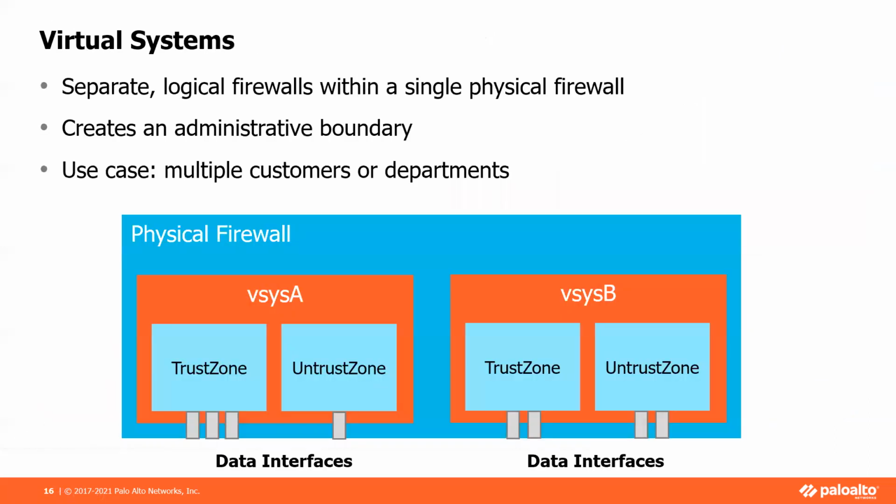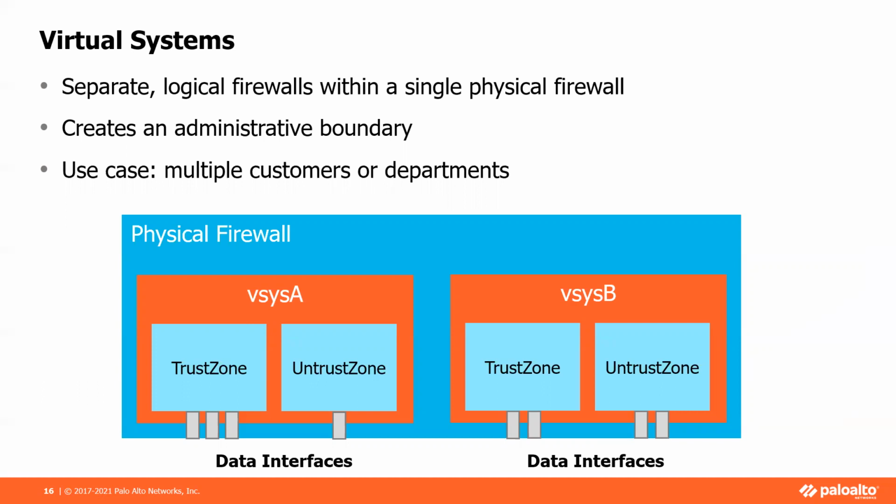Then there are virtual systems. So we have separate logical firewalls within the same physical firewall. If you're familiar with Cisco routing, this is kind of like having their own routing tables and having virtual routing instances, which means you can do multiple routing tables within the same router. We can do that on the virtual side with firewalls.